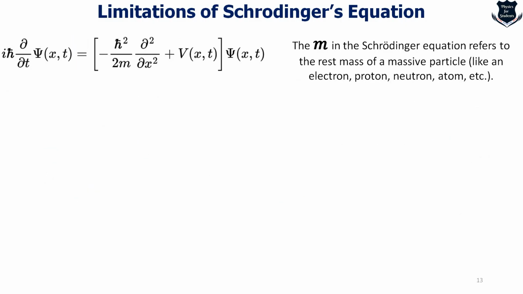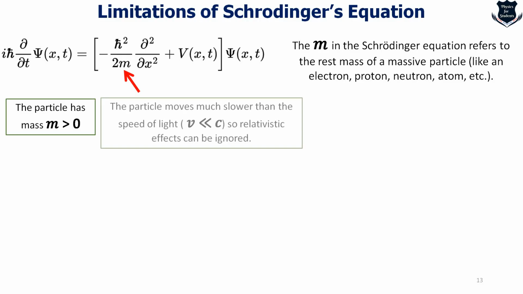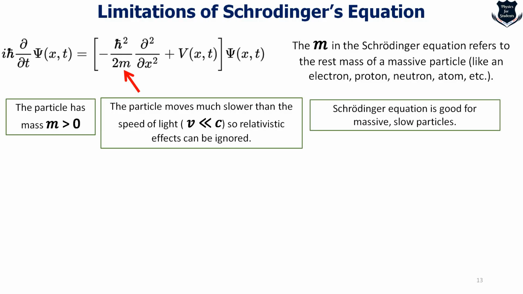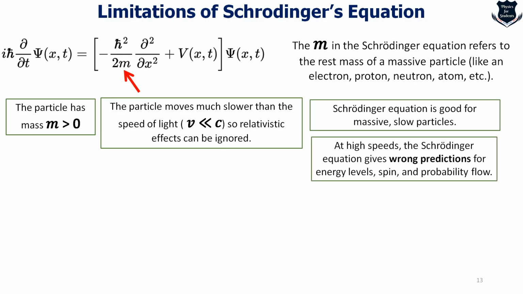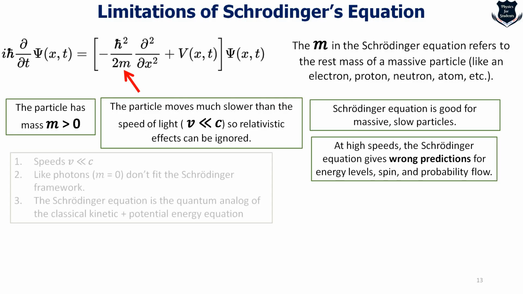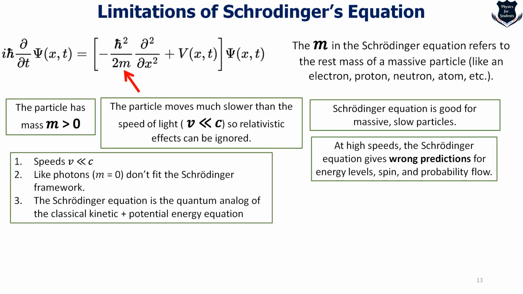If you take the other version of this Schrodinger equation, the mass m refers to the rest mass. So the particle has mass greater than 0, and the particle moves much slower than the speed of light. I mean to say, these are the limitations. It is very good for slow particles. At higher speeds, the Schrodinger equation gives wrong predictions. So for speeds v much less than c, it works out. For photons, m equal to 0, it doesn't work out.